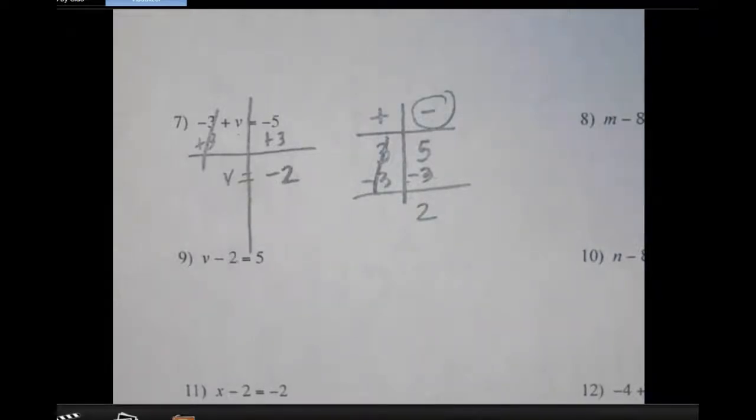Here. It used to be one big eraser. Got it? All right.